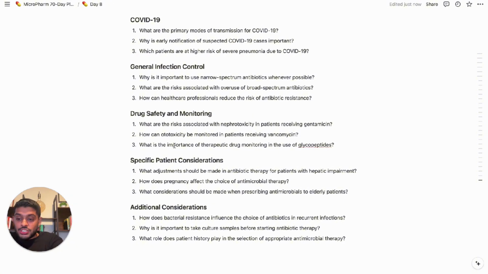And final additional considerations. How does bacterial resistance influence the choice of antibiotics in recurrent infections? Why is it important to take cultures before starting antibiotic therapy? We covered this previously as well. And what role does patient history play in the selection of appropriate antimicrobial therapy? So here are some points for you to take away.